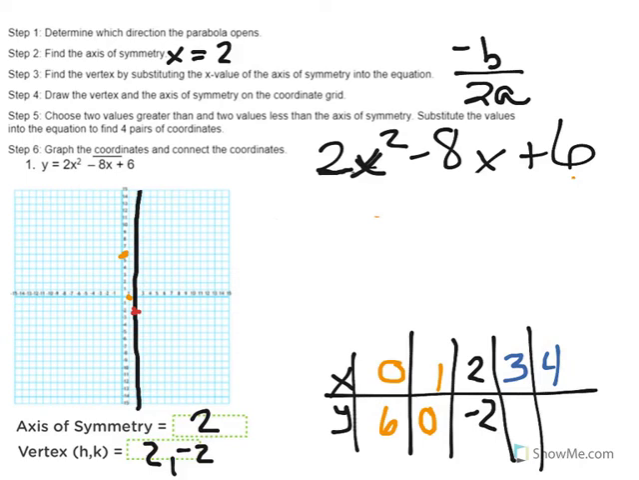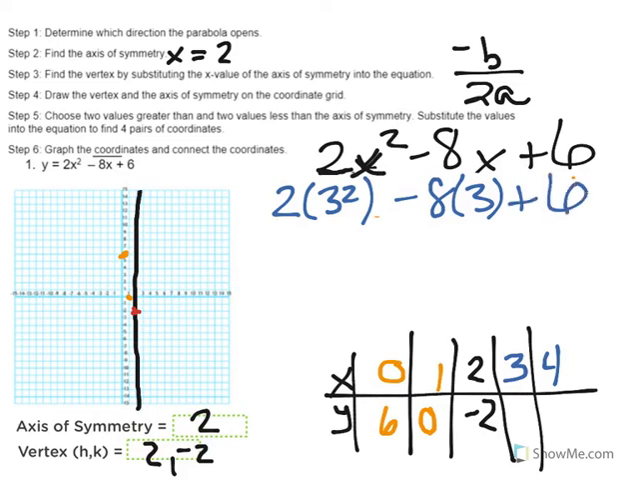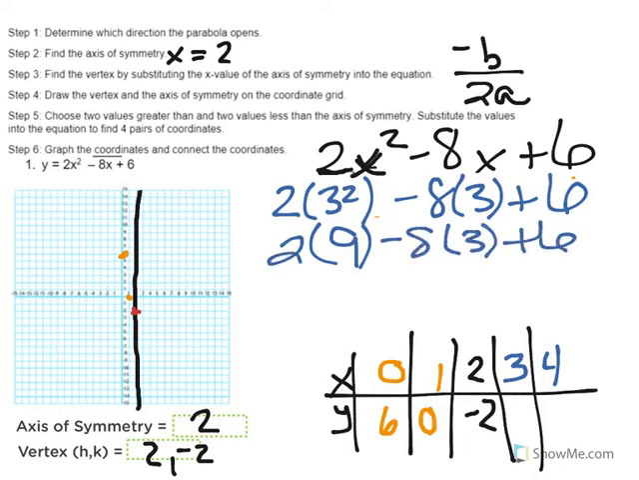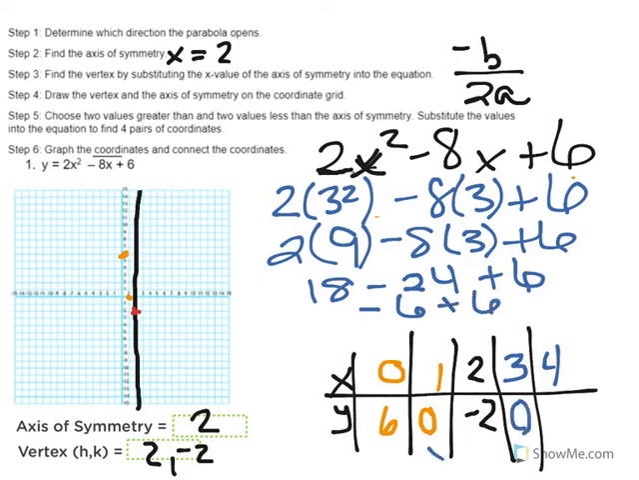Our next point that we want to solve for is where x is 3. So I'm going to substitute the 3 in. So 3 to the power of 2 is 9. And then we copy everything back down. 9 times 2 is 18, and negative 8 times 3 is negative 24. And then we have our positive 6. So 18 minus 24 is going to give us negative 6, and negative 6 plus 6 is 0. So we're starting to see that symmetry happening. The zeros are happening around the 2.